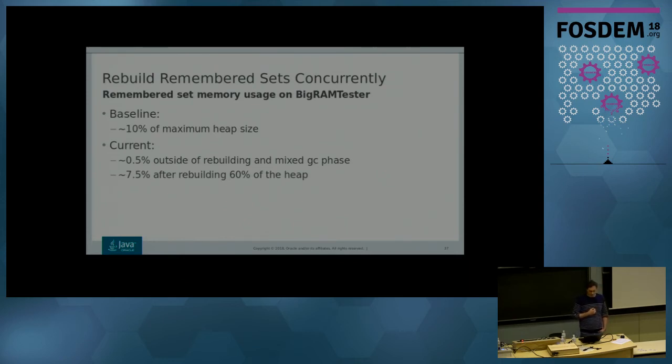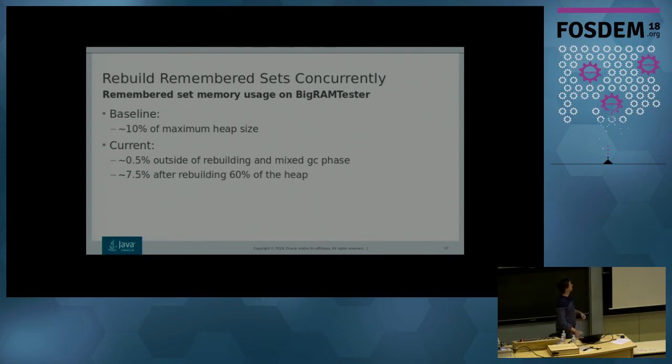This is due to various reasons. There are some constant costs. And if the remembered set doesn't contain too many entries, G1 uses a less dense representation of the remembered set. And this selection policy for the regions to rebuild the remembered set for is pretty simple at the moment.